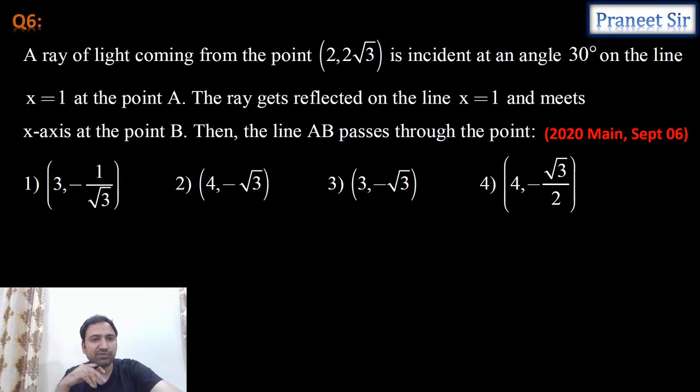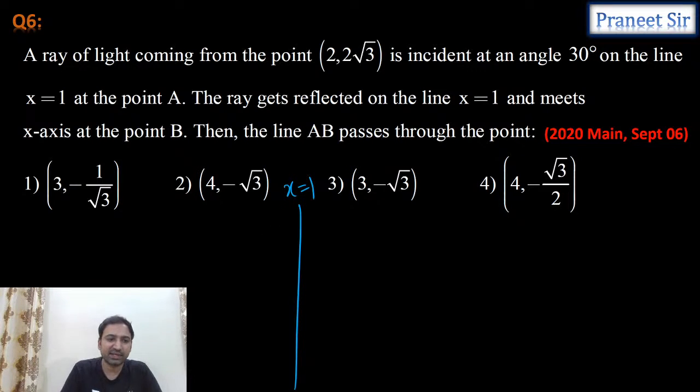Yeah, this is the next question we have. So guys, start doing this question. A ray of light coming from the point 2, 2 root 3 and is incident at an angle 30 degrees on the line x equals to 1. At the point the ray gets reflected on the line x equals to 1, meets the x-axis at B. Okay, let's take this line x equals to 1. X equals to 1 is a vertical line, guys.